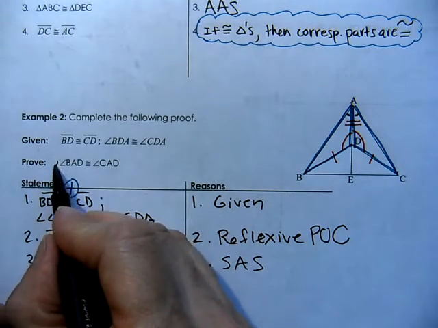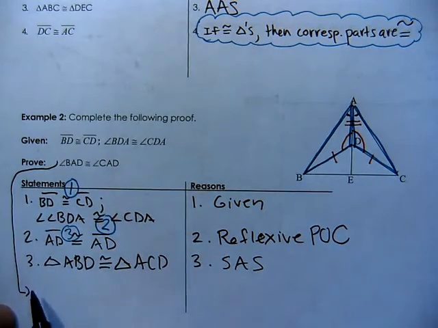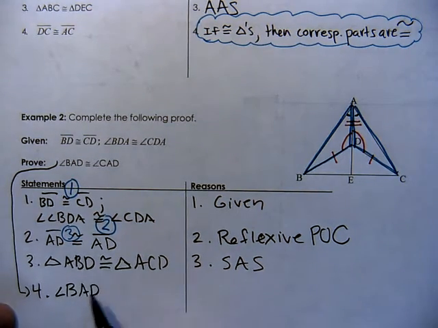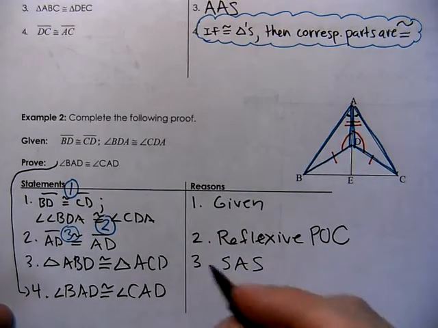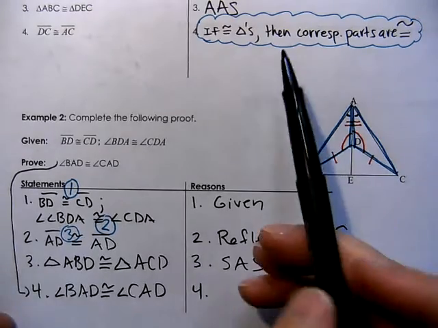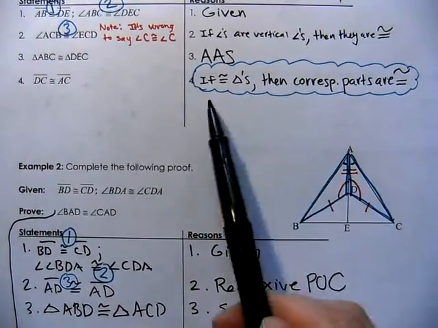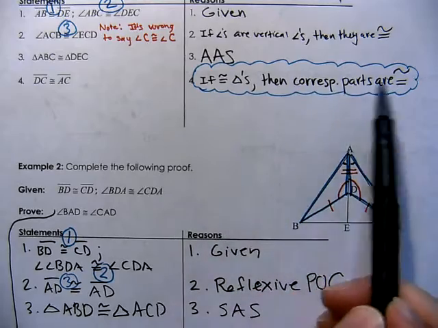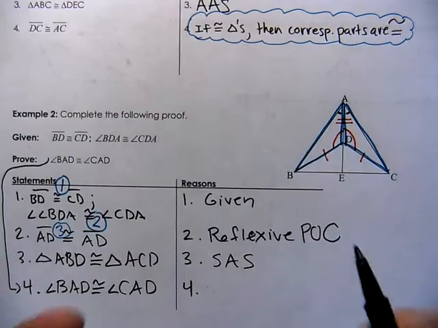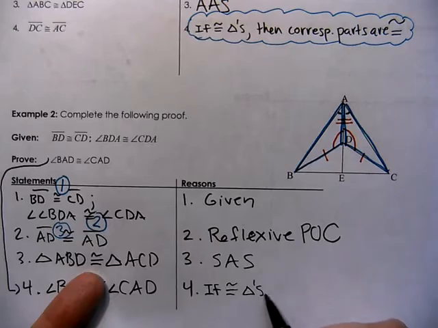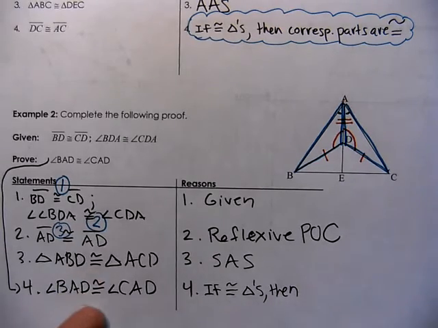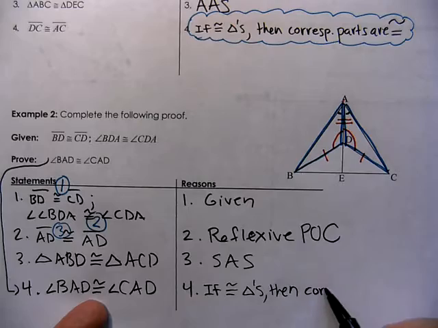So as you remember, the last line is the thing they're asking us to prove. Angle BAD is congruent with angle CAD. And what's our reason? It's this magical phrase. This is going to keep coming back for today. This is the new piece of information we're learning. The if is describing what came before. We figured out that we have congruent triangles. So if congruent triangles, then corresponding parts are congruent.